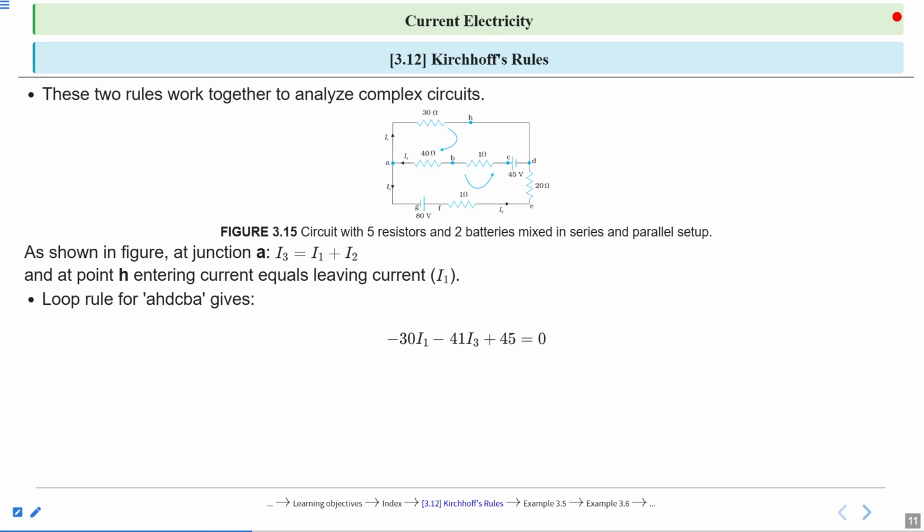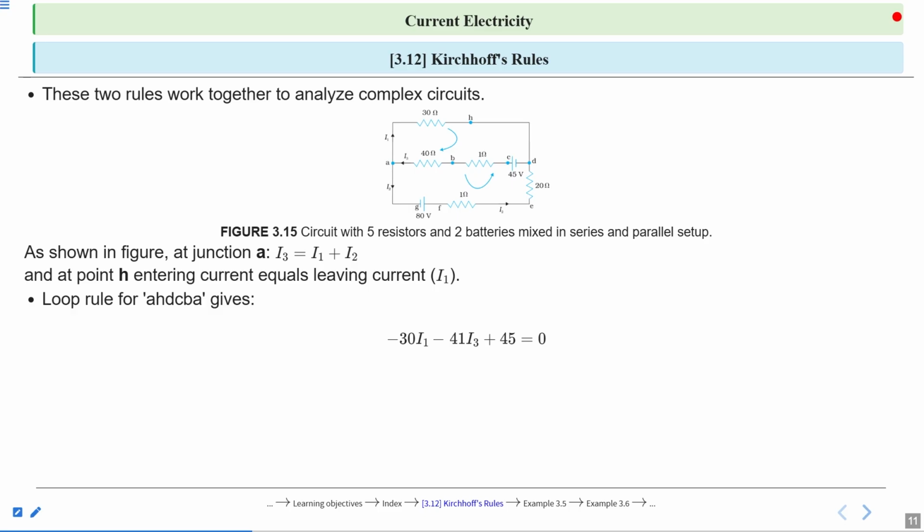What is the current flowing through it? I1. So minus I1 R. What is R? 30 ohm. Minus sign is due to potential drop because we are moving in the direction of current. So minus 30 I1. Now moving from H point, then to D point, then moving from D point to C point.